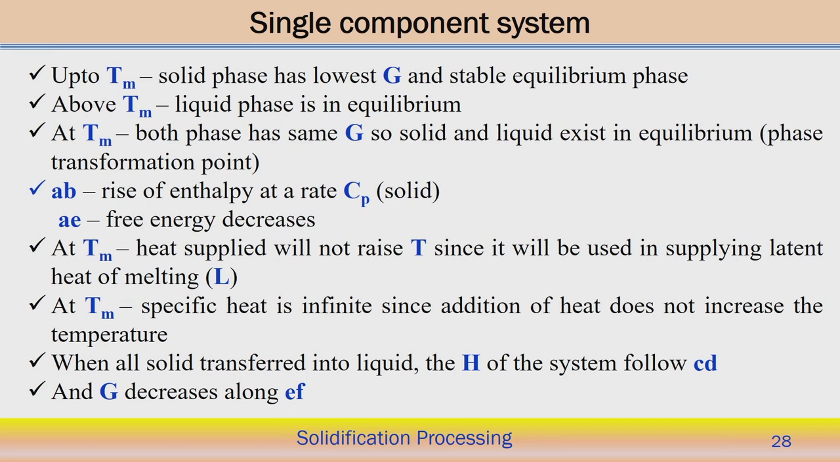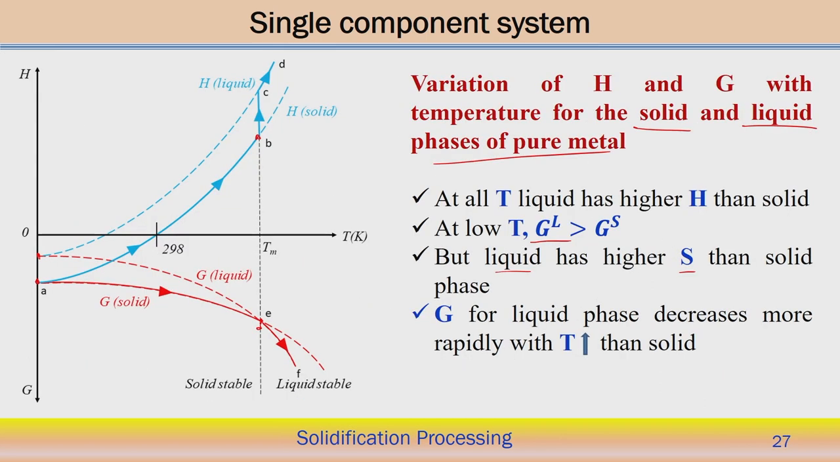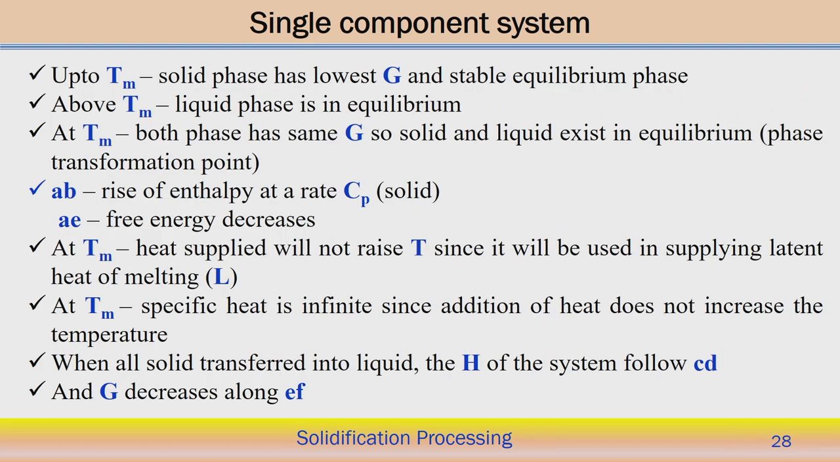Now, at Tm, the heat supplied will not raise the temperature T, since it will be used for supplying the latent heat of melting. Here you can see that at the particular temperature Tm, there is an enthalpy change of phase from solid phase to liquid phase. In that case enthalpy is increasing, but that enthalpy is utilized just to change the phase, and that is equivalent to the latent heat, but there is no increment of the temperature at this particular point.